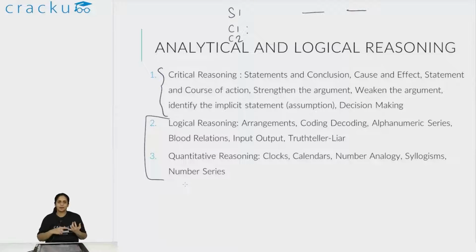Logical reasoning is blood relations, arrangements, sometimes circular arrangements, truth teller and liar arrangements. Alphanumeric series means it's a letter series and you have to guess the next alphanumeric term in the series. Blood relations come. Input-output also comes. These are very basic reasoning questions.